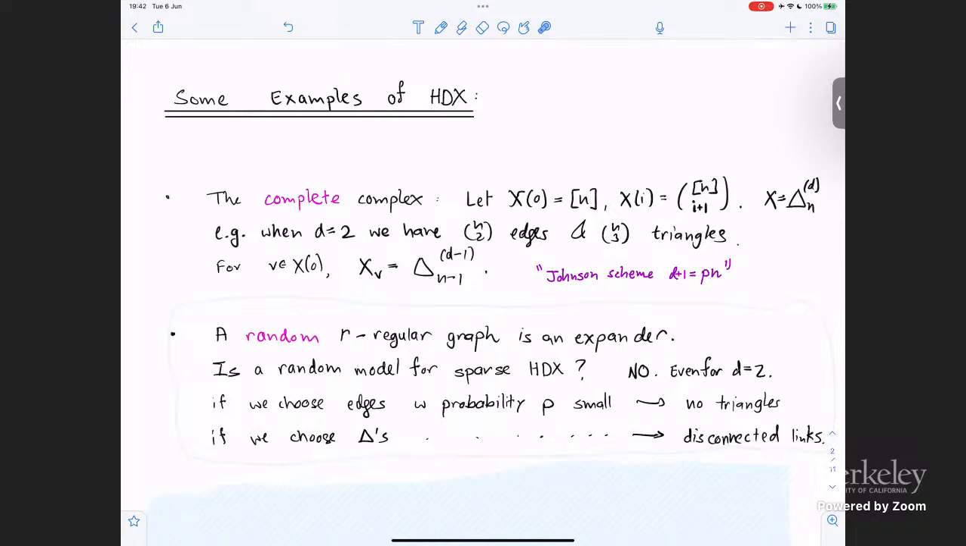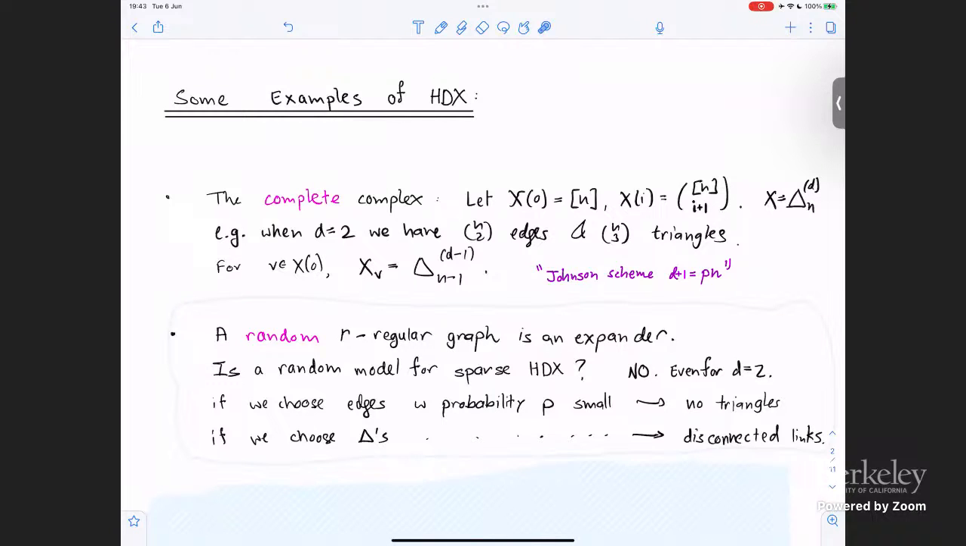Okay, here's another non-example, a random complex. So for graphs, we know that a random regular graph is actually a fantastic expander, and there are still many open questions trying to construct explicitly graphs that have some properties of random graphs. In this theory, the situation is different, and we don't actually have a random model for a sparse high-dimensional expander, not even for dimension 2. So once you go above graphs, already the random theory kind of doesn't have enough power.